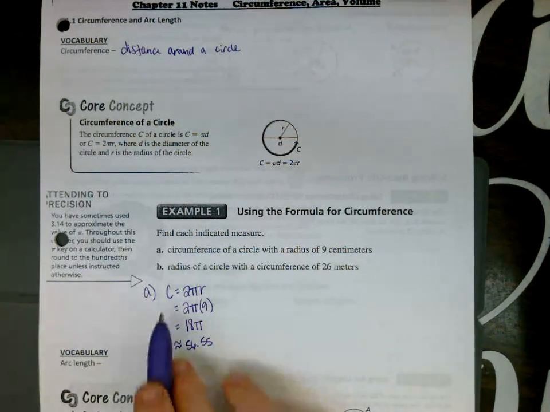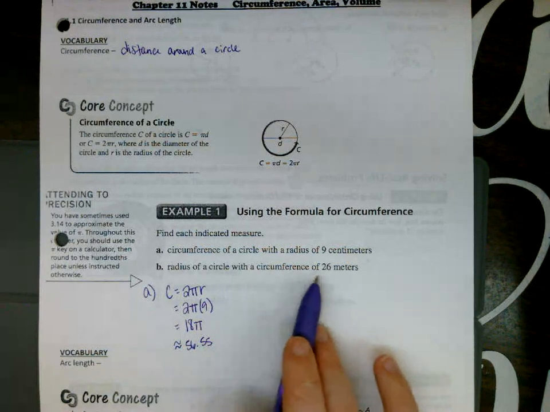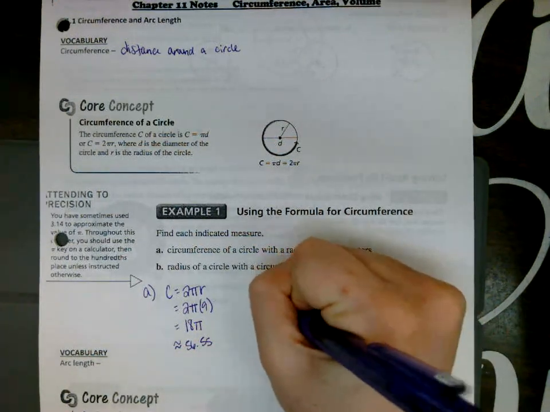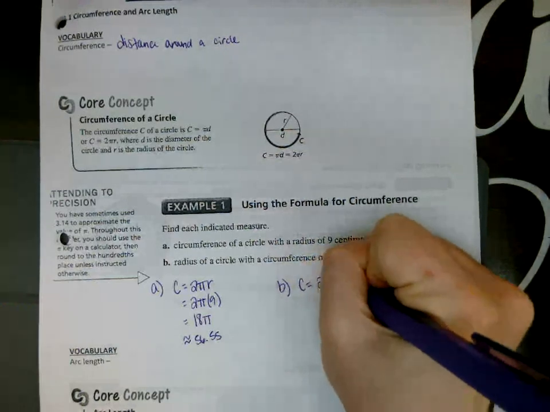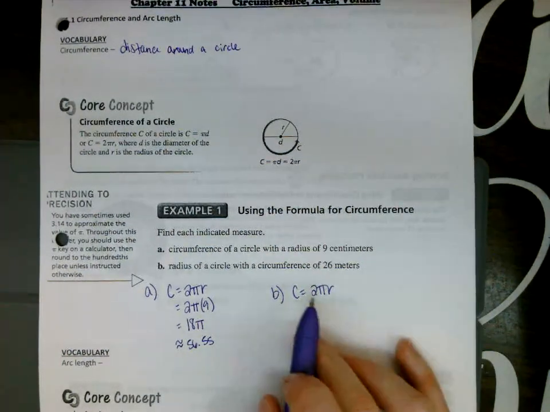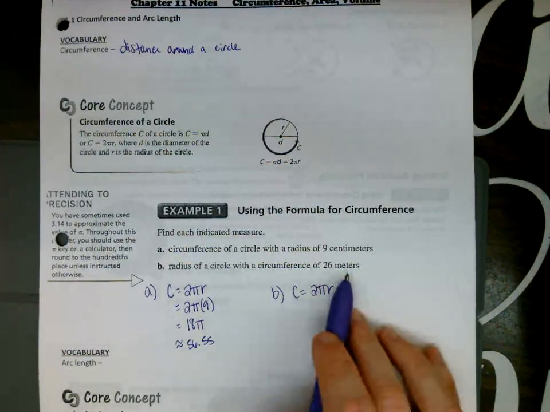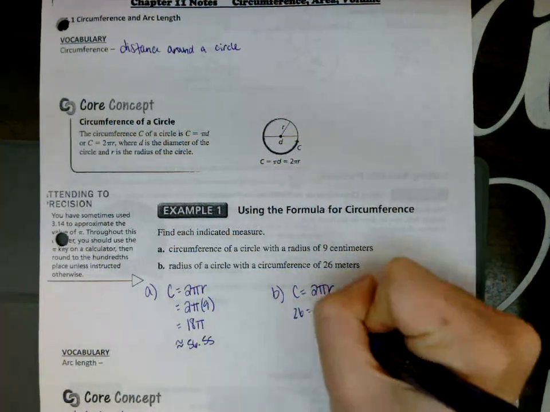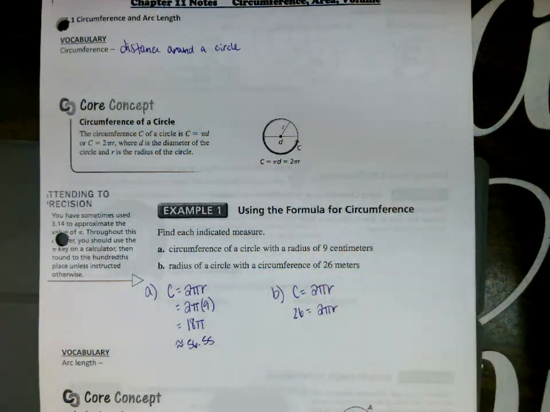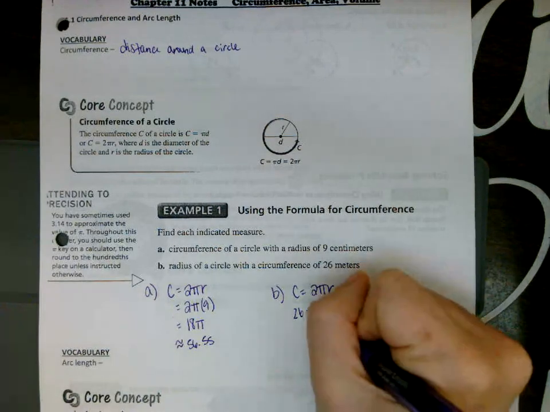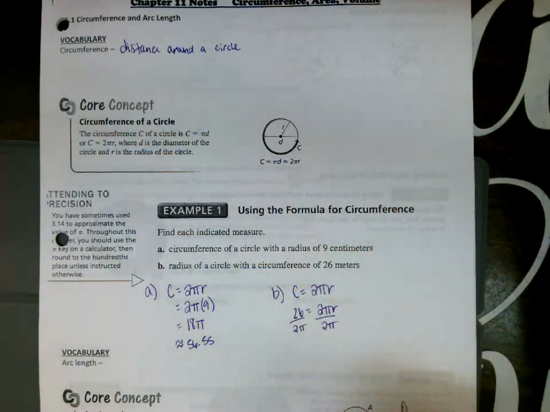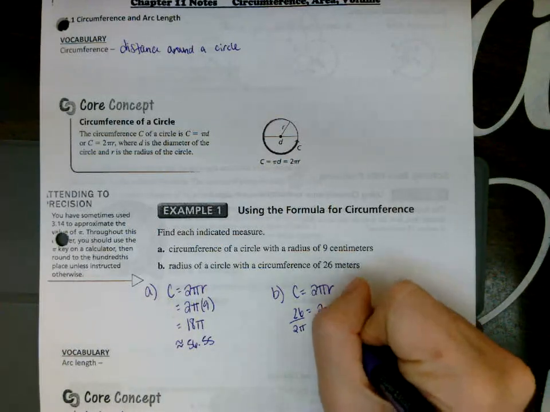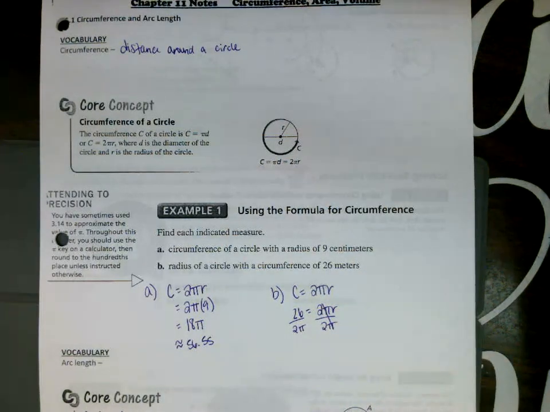The next one wants to know the radius of a circle with a circumference of 26 meters. Again, it's referencing a radius, so I know I need to use C equals 2 pi r. This time I know the circumference is 26, so I'm going to do 26 equals 2 pi r, and I'm solving for the radius. So I'm going to divide by 2 pi. 2 pi is just a number, and that's going to leave me with the radius all by itself.